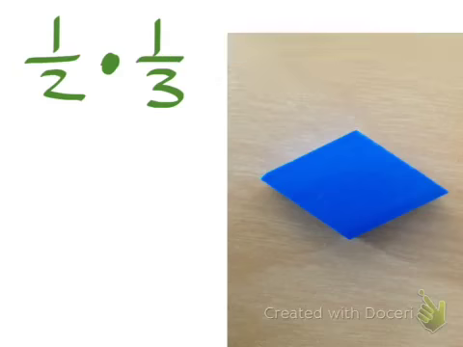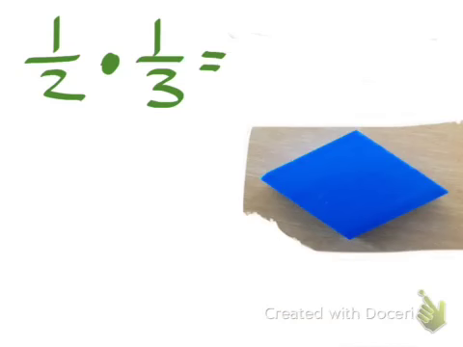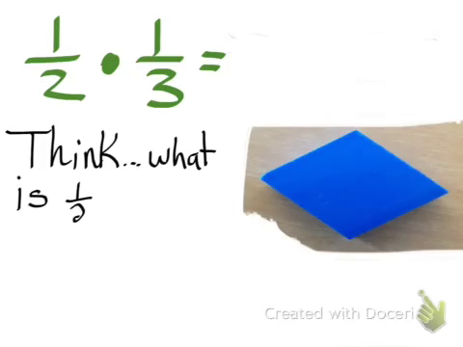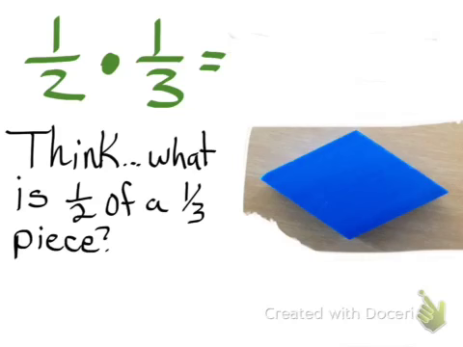We're going to look at that same problem, but just the other way around. So we're going to look at it as 1/2 multiplied by 1/3. So the first thing you want to do is build your second fraction, so your 1/3. I have out my 1/3 piece. Then you want to think, well, what is 1/2 of a 1/3 piece? And what I'm going to do is just draw a line down the center of it.